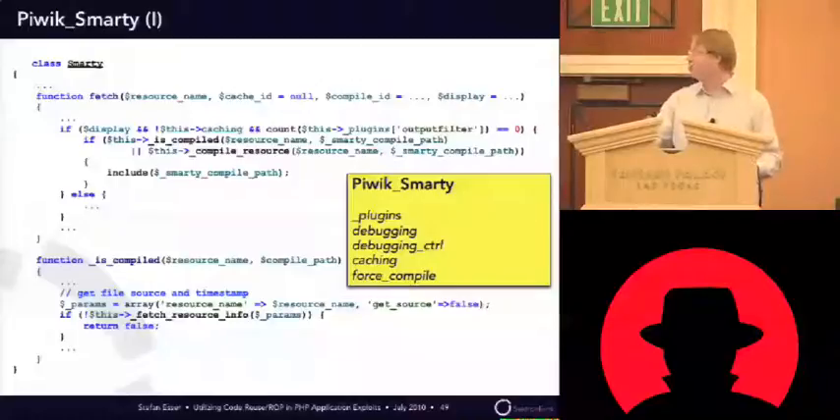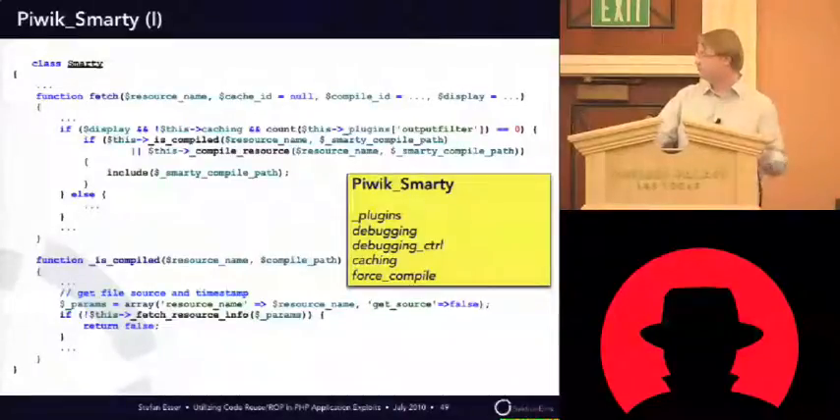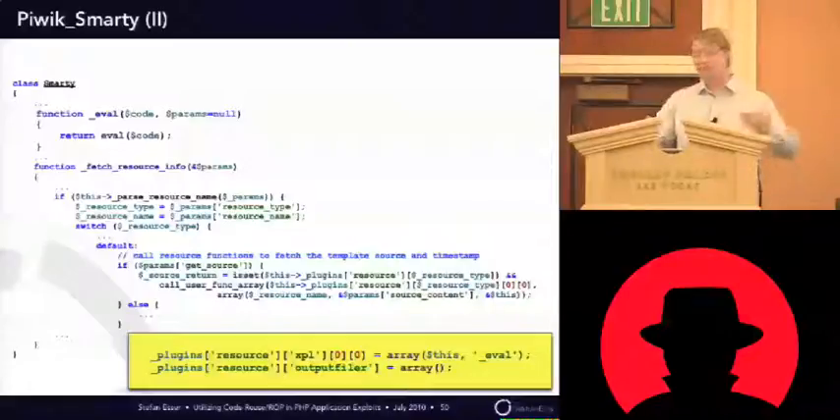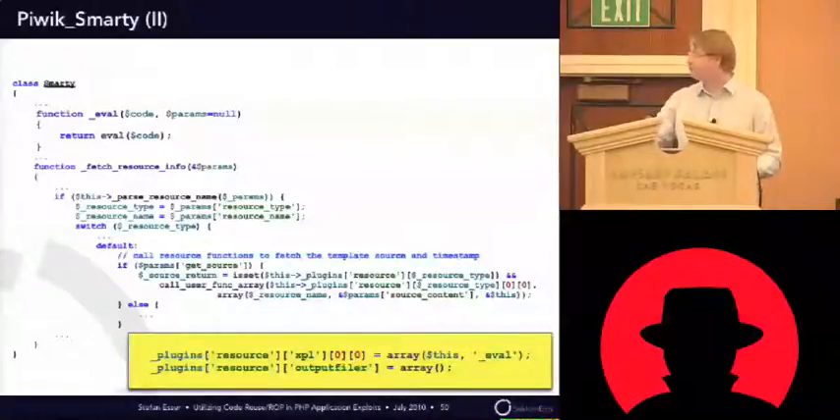So it will call the isCompiled method, and you see down there it will call the fetch resource info, and fetch resource info will parse the resource name that you gave it with your property. And what you see here is that the parse resource name will split the resource name you give it into a resource type and a resource name.